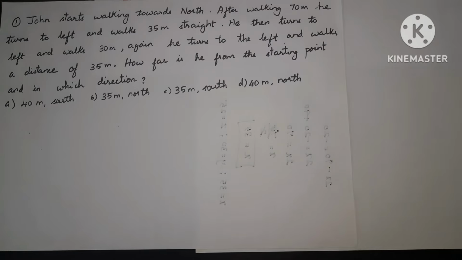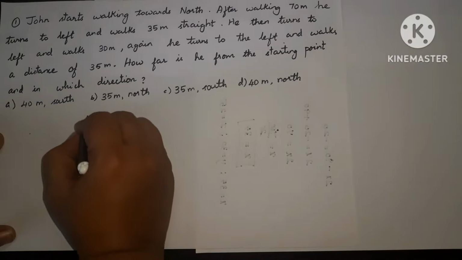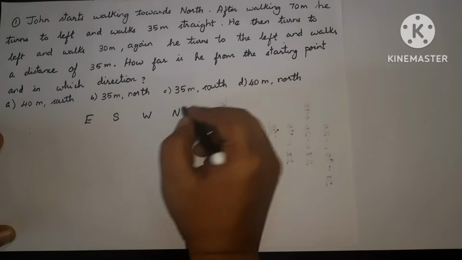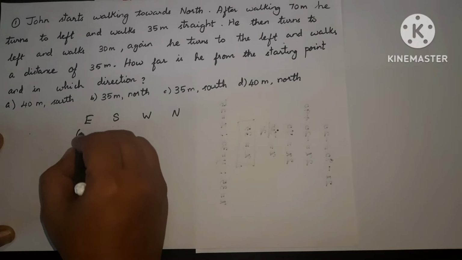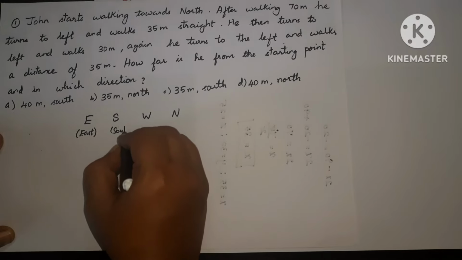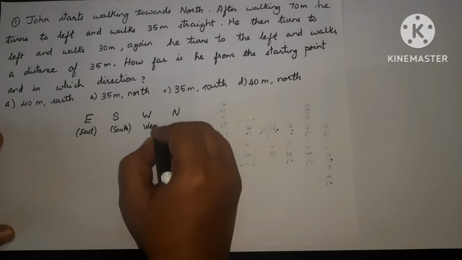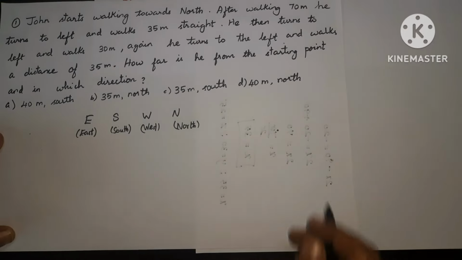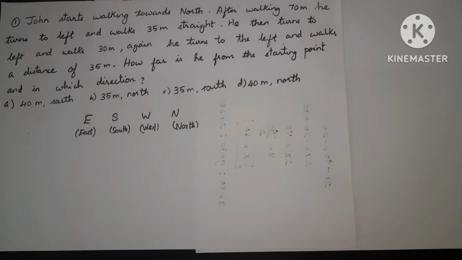Before we start reading this question, the first step you should write is east, south, west and north, like this. East, then south, west and north. So I have just represented it. E for east, south, west and north. Okay. Now read the question.